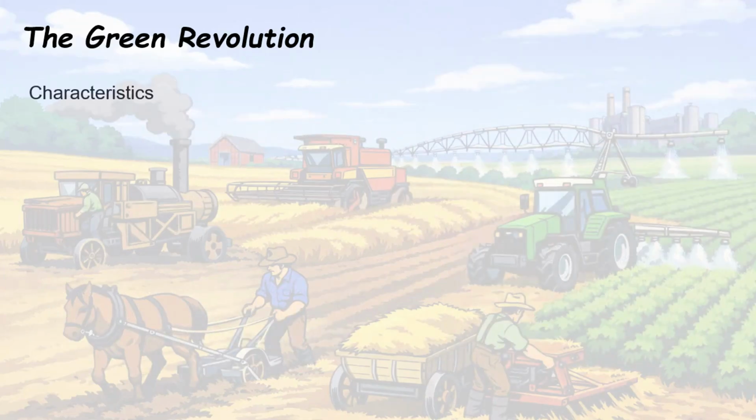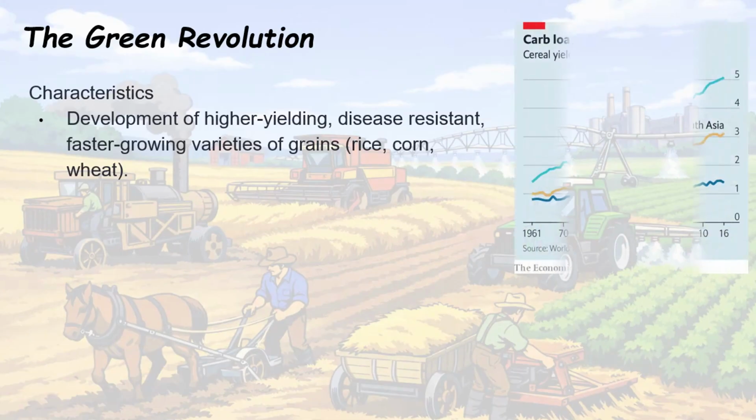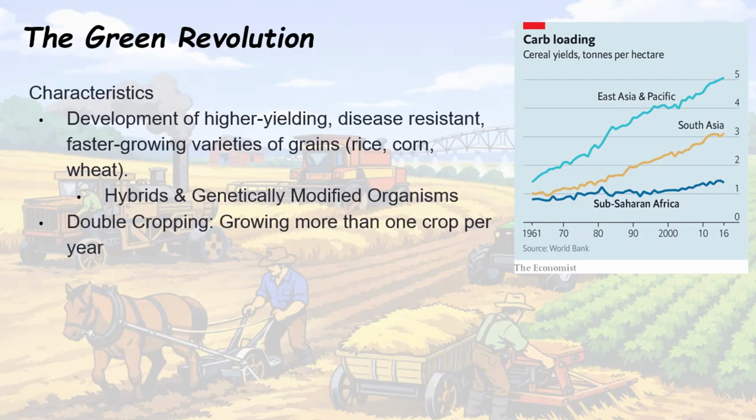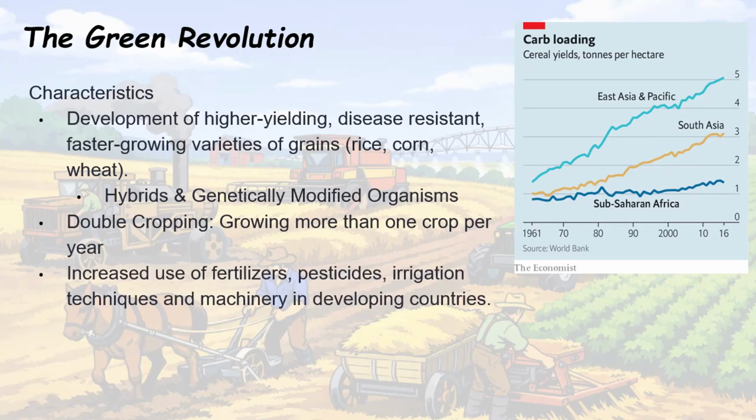This is where the Green Revolution really starts flexing. Look at the graph on the right. Cereal yields, tons per hectare, shoot up in East Asia and South Asia over time. That is not a tiny increase. That is a glow-up. Meanwhile, sub-Saharan Africa rises much more slowly. Right away, you can see the impact is uneven.